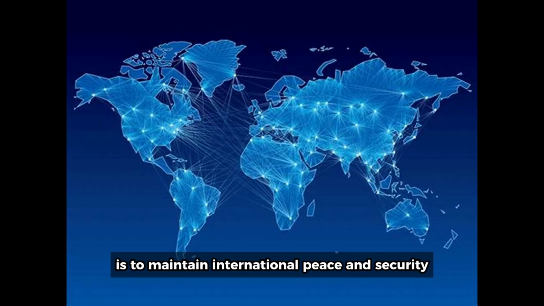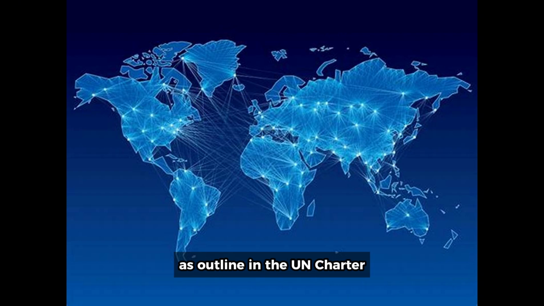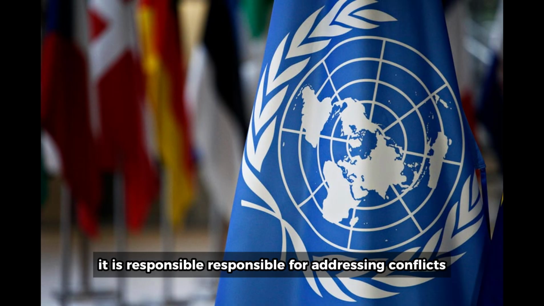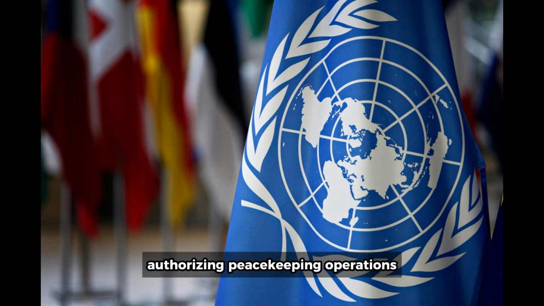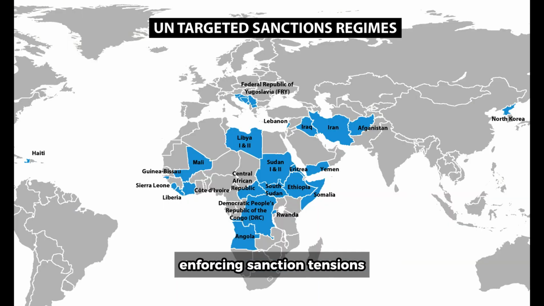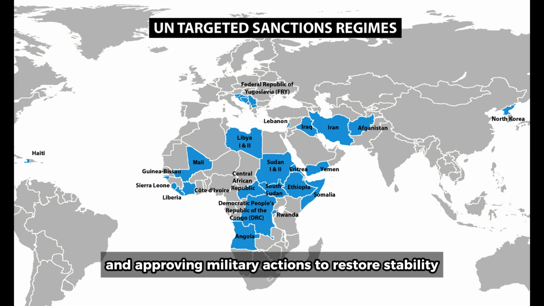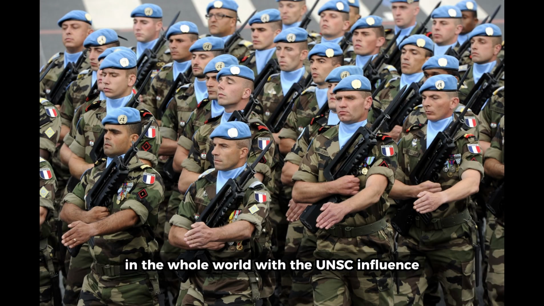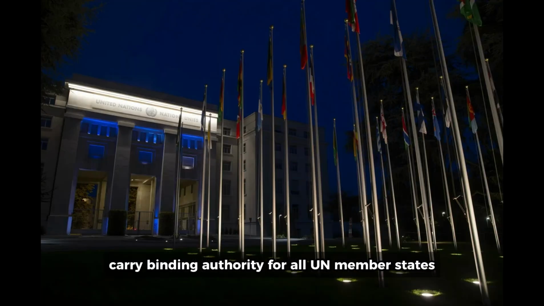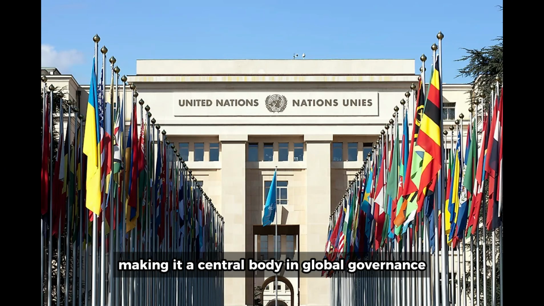What is the purpose of the UNSC? It is to maintain international peace and security as outlined in the UN Charter. It is responsible for addressing conflicts, authorizing peacekeeping operations, imposing sanctions, and approving military actions to restore stability in the whole world. With its influence, the UNSC's decisions carry binding authority for all UN member states, making it a central body in global governance.